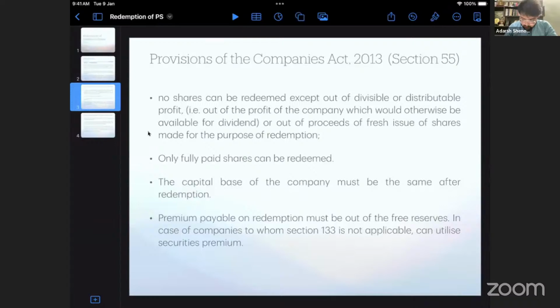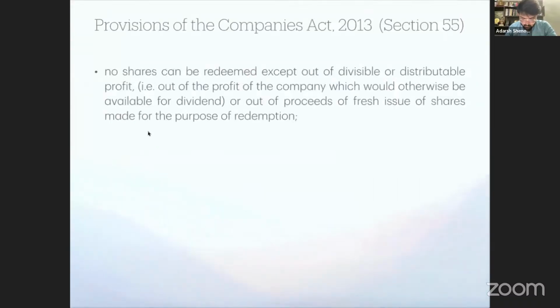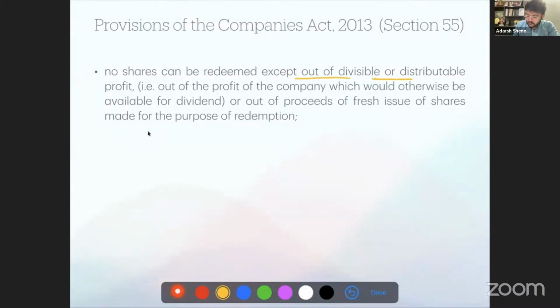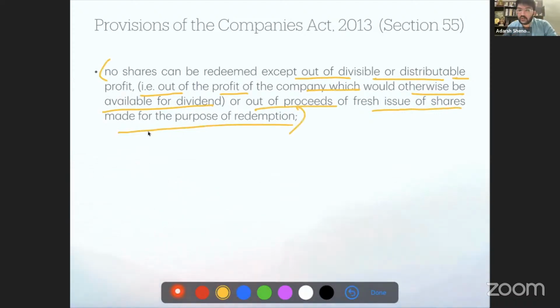Section 55. Let's read the provisions of the Companies Act, Section 55. No shares can be redeemed except out of divisible or distributable profits, that is, out of the profits of the company which would otherwise be available for dividend, or out of proceeds of fresh issue of shares made for the purpose of the redemption. Saying something important which we'll not understand now. We will have to go into a little bit of depth to understand what they're saying. But let me read it again.